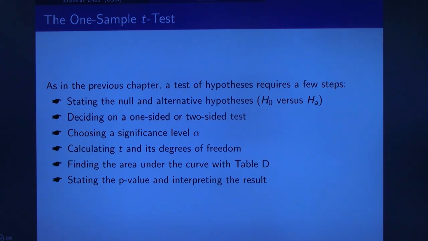And we start from stating the null and alternative hypothesis, H0 and HA. Then we decide on a one-sided or two-sided test. Then we choose a significance level alpha before the experiment, or this alpha is given. We calculate the t statistic and its degree of freedom.